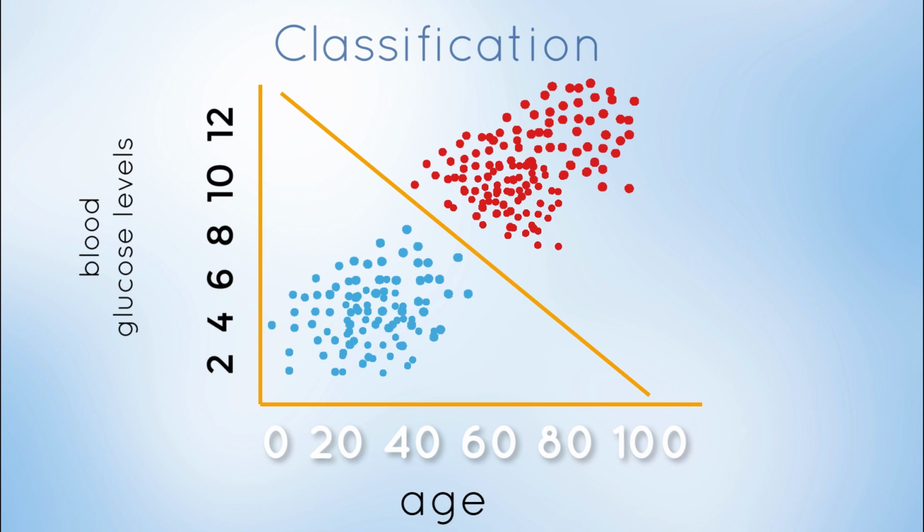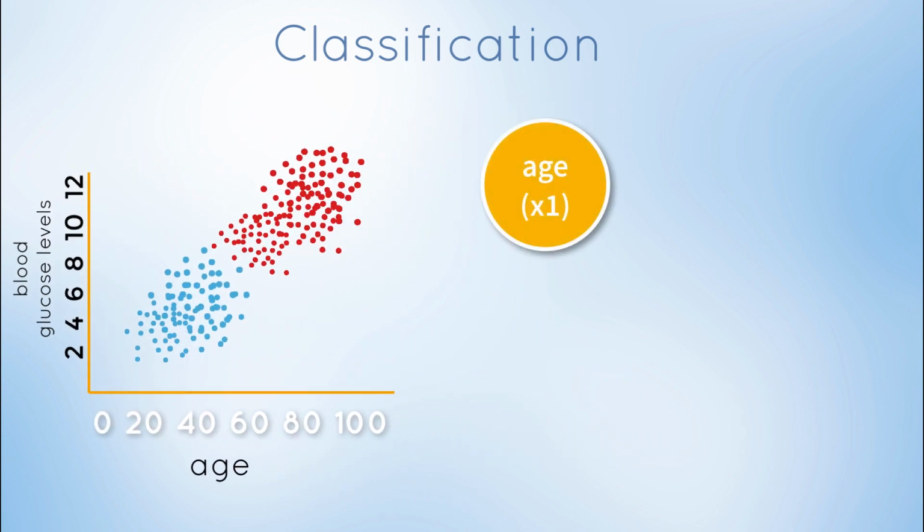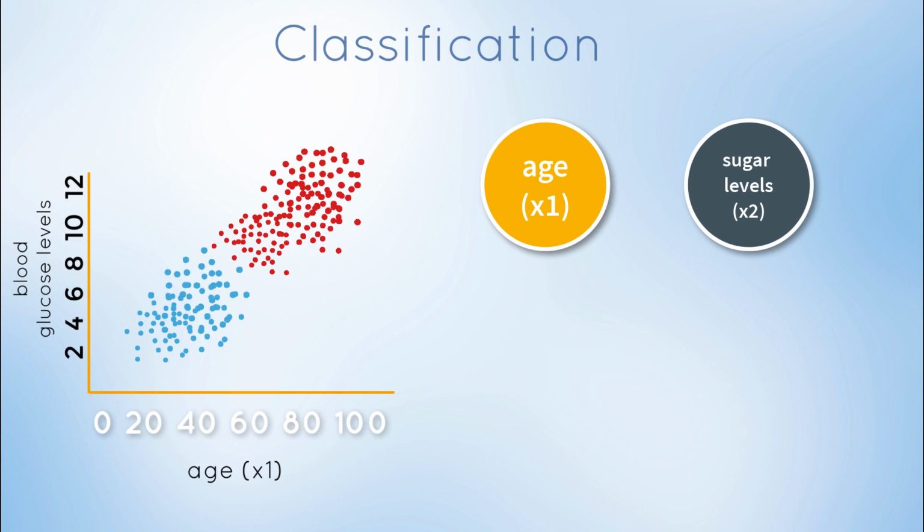And from that model, depending on that person's age and blood sugar, if the coordinate lies above the line, then they're likely diabetic, otherwise not. Let us now approach this a little bit more analytically to make a prediction. First, two inputs are processed. The first one is age, which will be denoted as x1, and the second one is the blood sugar, which will be denoted as x2.